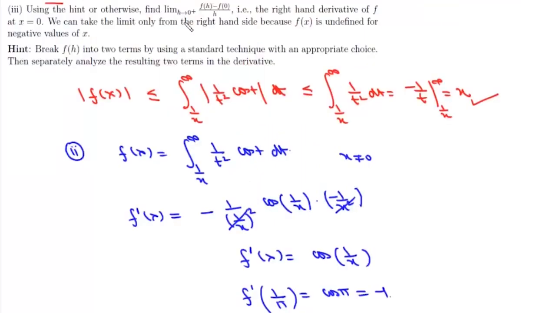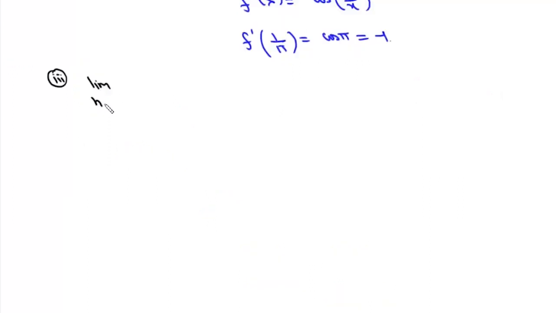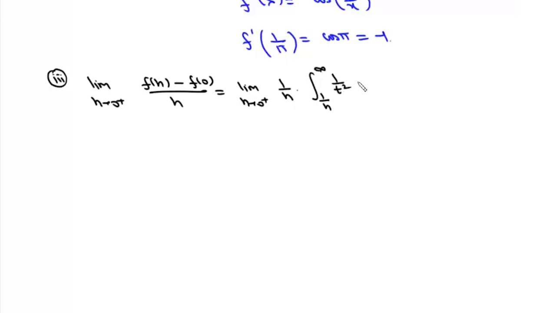Now this third part is, using the hint or otherwise, find this limit h tends to 0 positive fh minus f0 upon h. Now in the question it says f0 is 0. So basically we have to find limit h tends to 0 positive fh minus f0 upon h, and it'll be this limit h tends to 0 positive 1 upon h times the integral from 1 upon h to infinite 1 upon t square cos t dt, and f0 is 0. Now we'll solve this question using integration by parts. So this is first function and this is your second function.